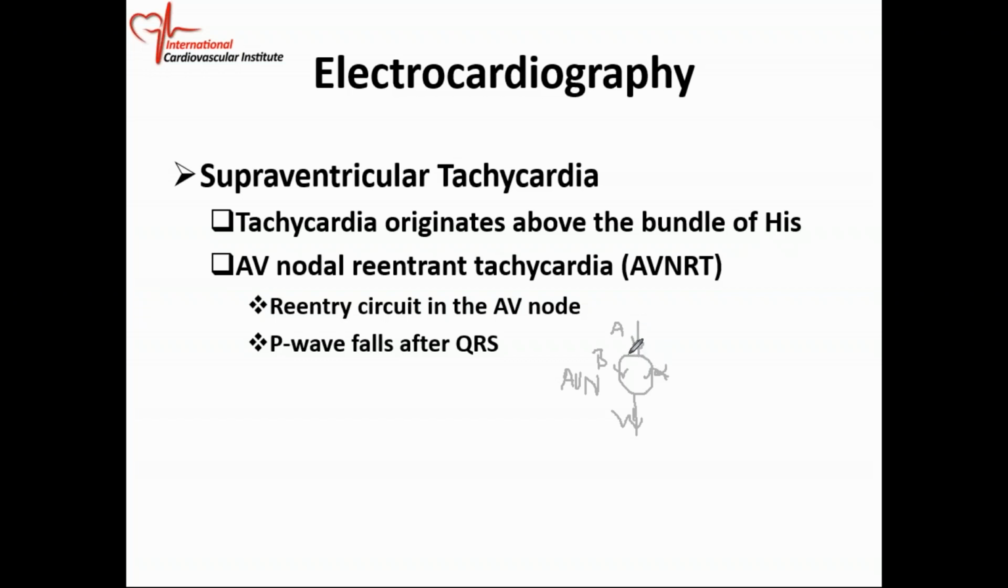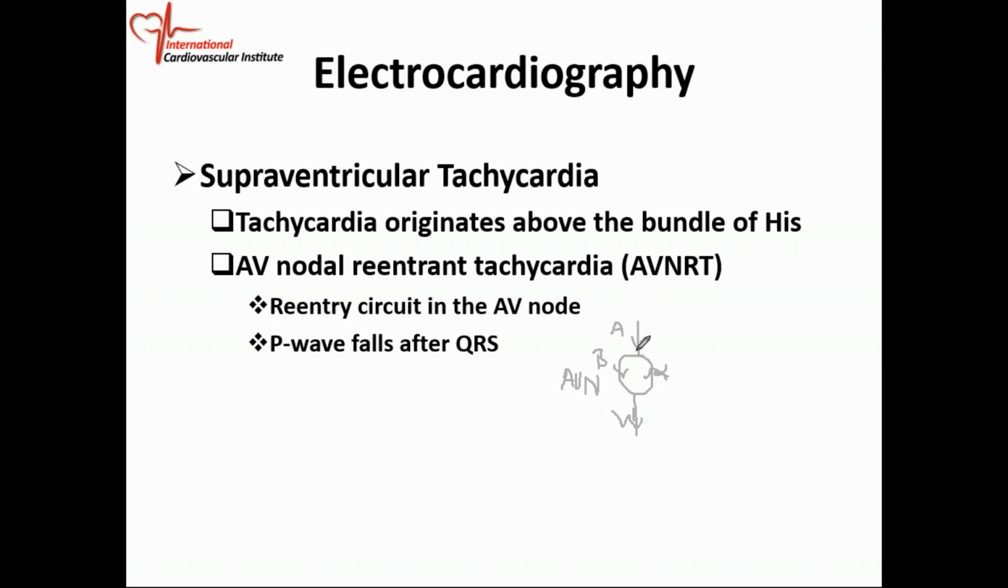And when it gets to this point, it's going to find the slow pathway out of refractoriness. So the impulse is going to go round and round and round. It's going to stimulate the ventricle as well, okay? So this is what happens when you have AVNRT, AV nodal reentry tachycardia.